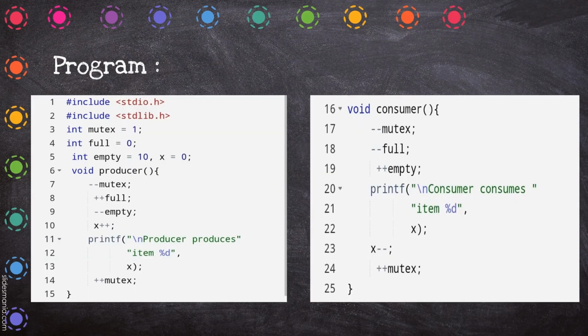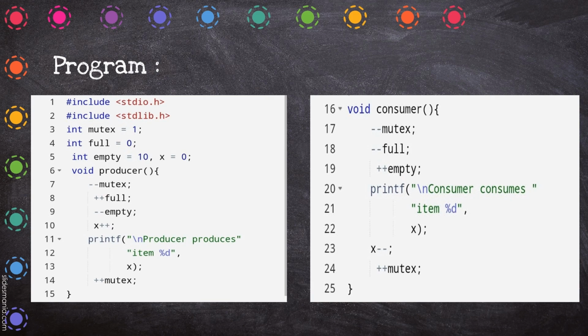I'll explain the code line by line. These lines include necessary header files for input and output operations and dynamic memory allocation. Here, the program initializes some shared variables. Mutex: this variable is used to control access to the critical sections, the producer and consumer functions. It is initialized to 1.